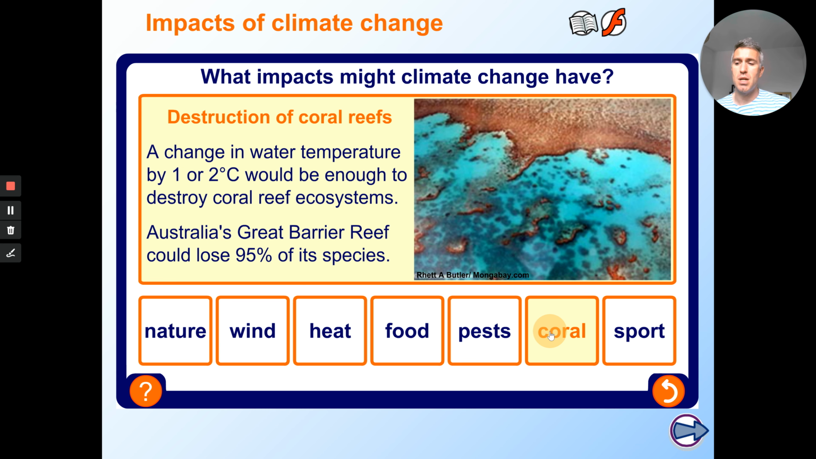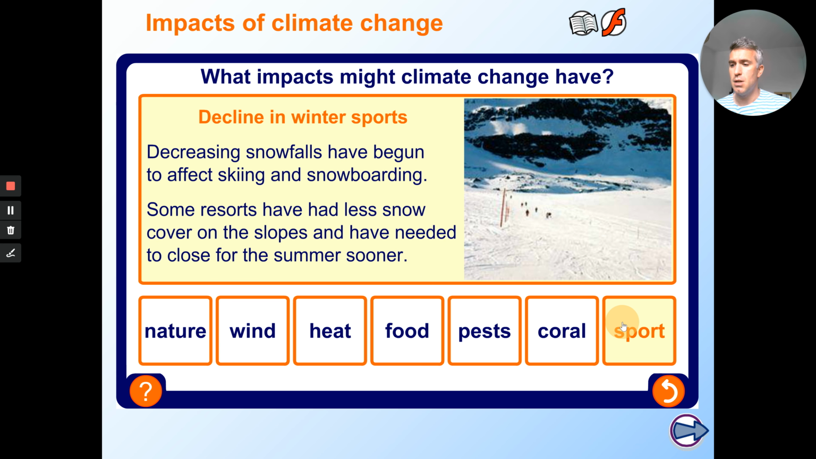A change in water temperature by 1 or 2 degrees could be enough to destroy coral reef ecosystems. Australia's Great Barrier Reef could lose 95% of its species. Decreasing snowfalls have begun to affect skiing and snowboarding. Some resorts have had less snow cover on the slopes and have needed to close for the summer sooner.